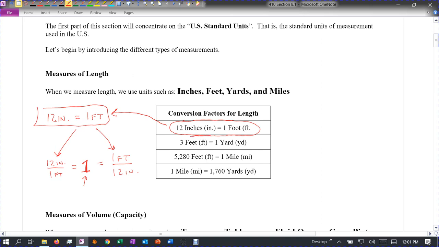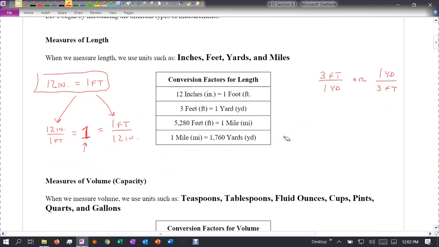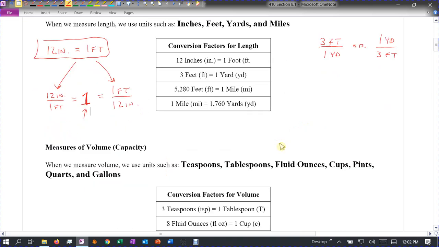Let me show you one more example. This next one, 3 feet is 1 yard. That means I can write that as 3 feet over 1 yard, or I can write that as 1 yard over 3 feet. Either way, I get to choose. And that would work the same for all of these. So we'll be referring to this table a little bit later as we work through the problems. Just remember this.